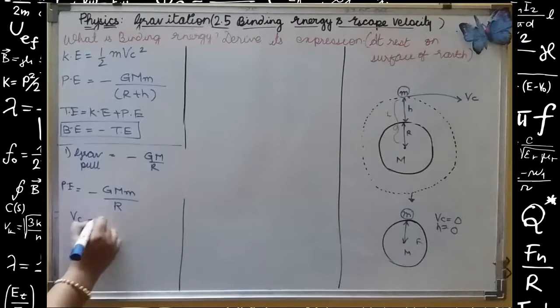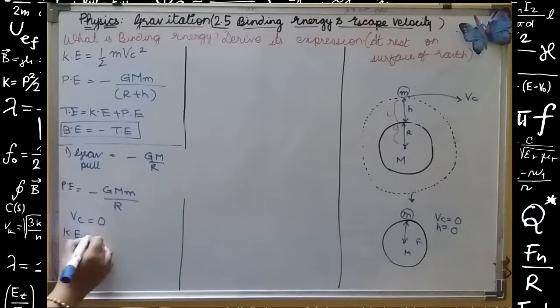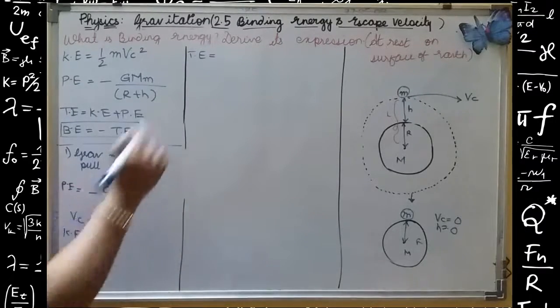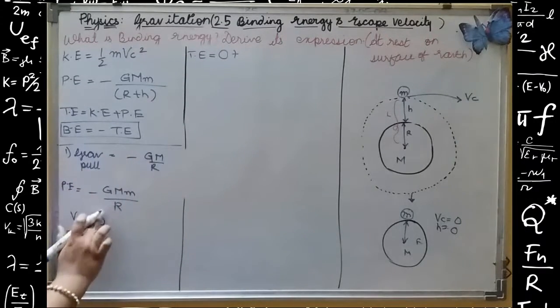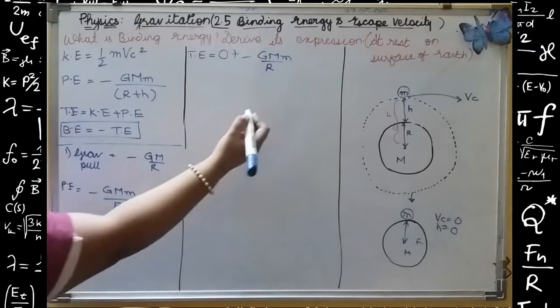Critical velocity vc will be 0, so this whole expression will become 0. That means kinetic energy is equal to 0. By this formula, total energy is equal to, what is our kinetic energy? 0. What is our potential energy? Minus GMm upon capital R.